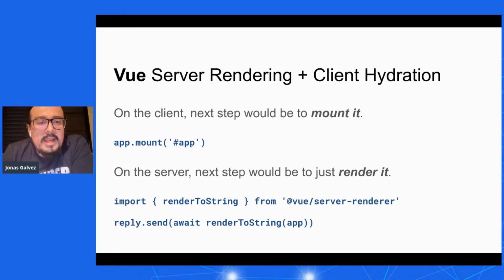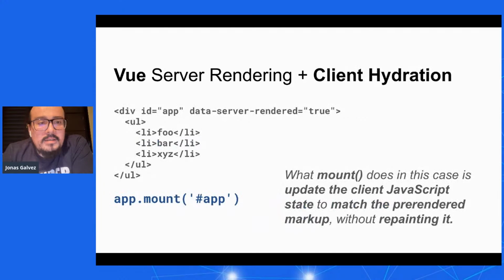On the client, the next step would be to mount it. Mounting means that it basically renders to the screen in the browser. On the server, the next step would be to render it. Actually, the server part should come before the client, but the process would be: you load the component on the server, you use the renderToString function to create a string representation of it, and that string representation is the actual markup. The client receives the markup.